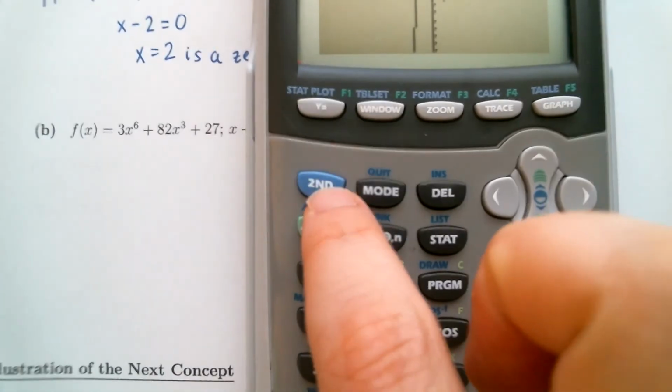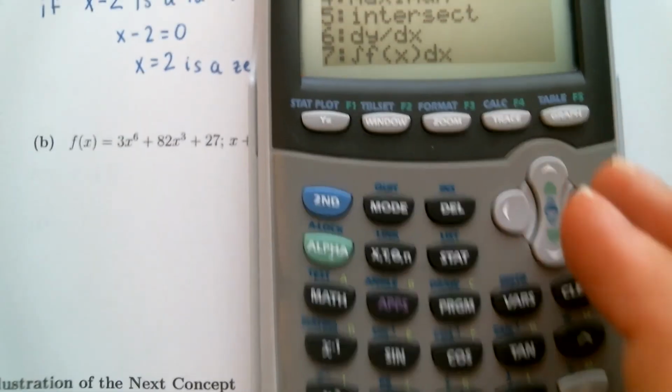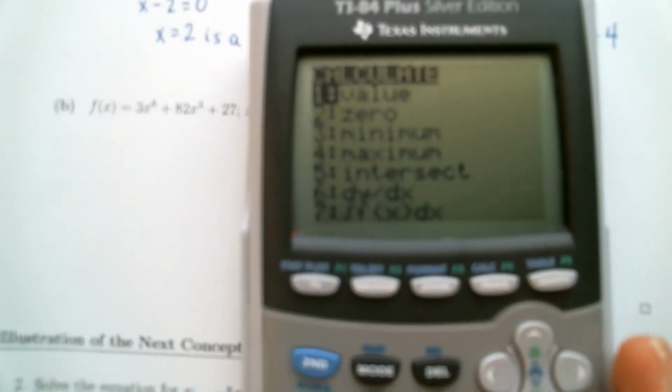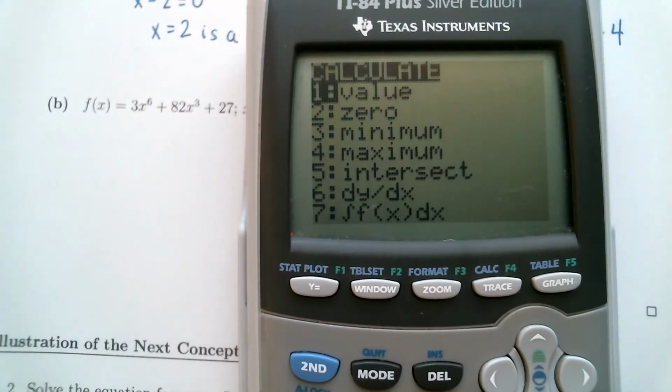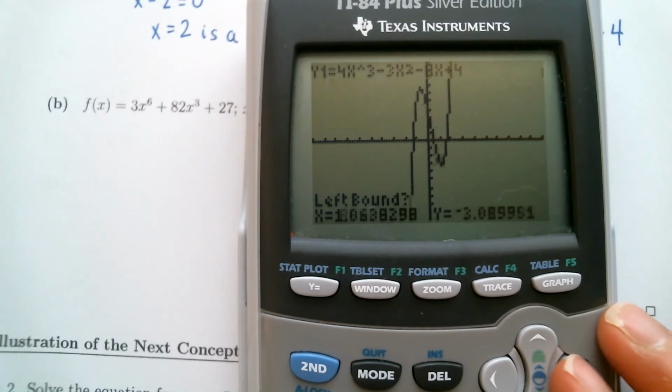Remember what I taught you. You can do second calculate, which brings up this menu. I need this thing to get focused. Hang on. Option 2 is for zeros, for x-intercepts. If I hit option 2, it's going to ask you some questions. We're interested probably in this x-intercept over here. It's the closest one to 2.